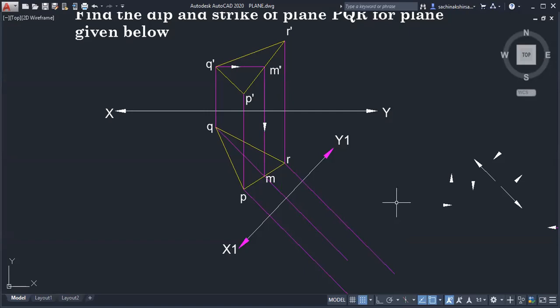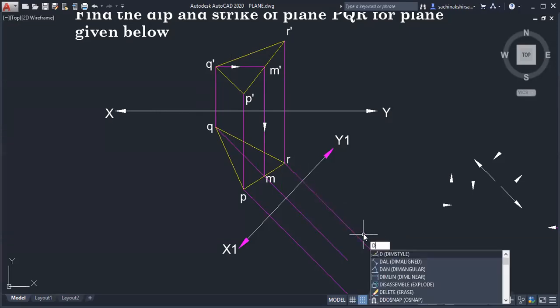So which distances are you going to take? Suppose we want to mark point Q. Which distance are you going to take: the distance of Q dash or point Q from XY? Q dash. Very good. Mark those points here.